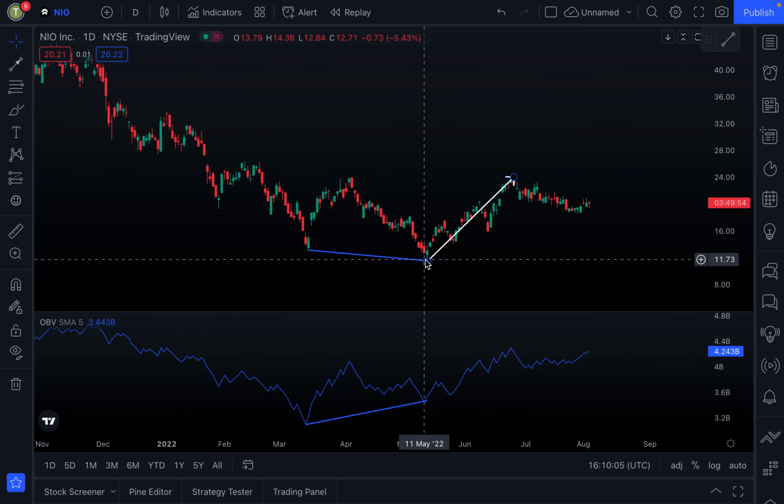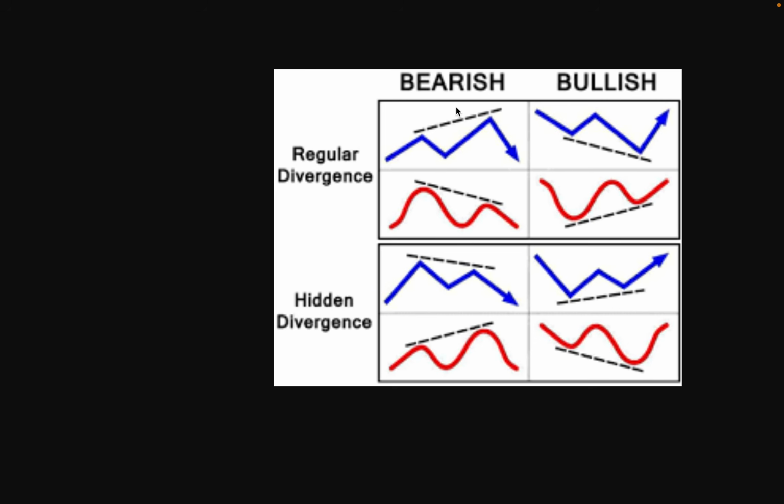Now let's take a look at an example of bearish divergence. So remember, bearish divergence is this one right here. So here with bearish divergence, we'd want to see the price make higher highs while the indicator makes lower highs. So let me show you an example of this here.